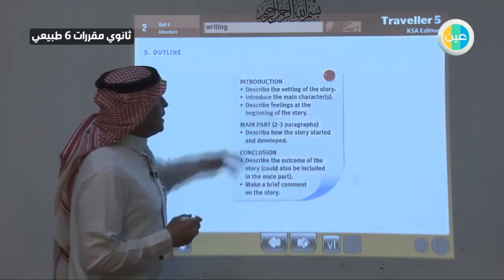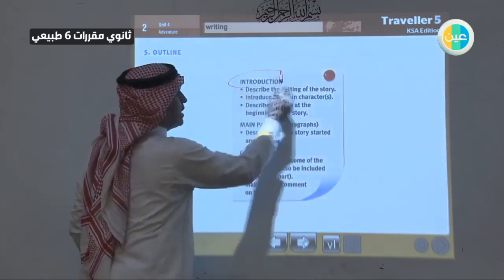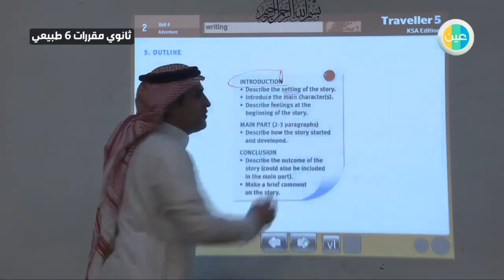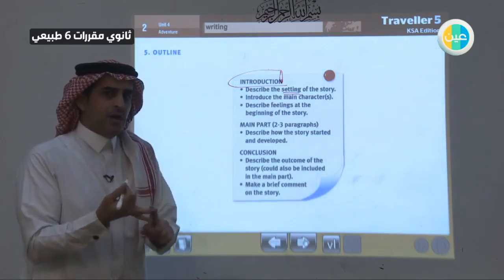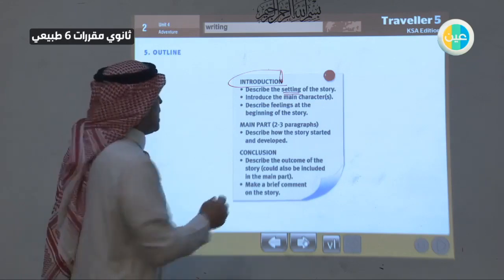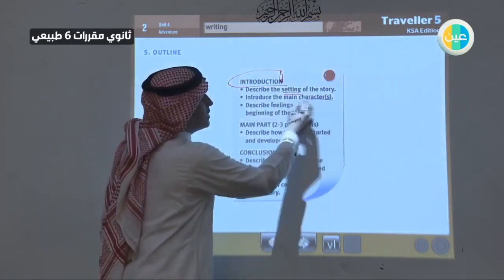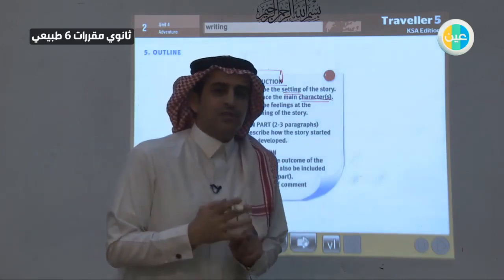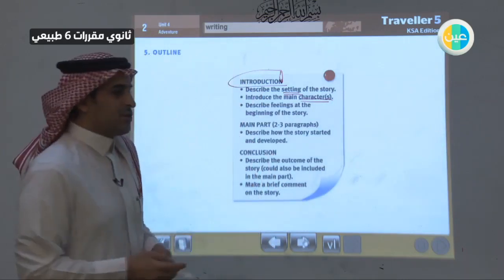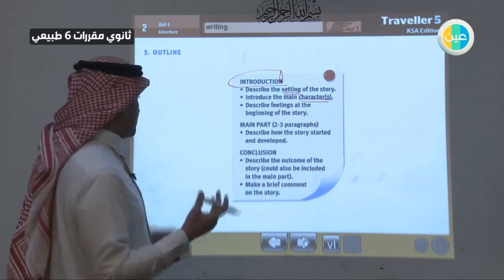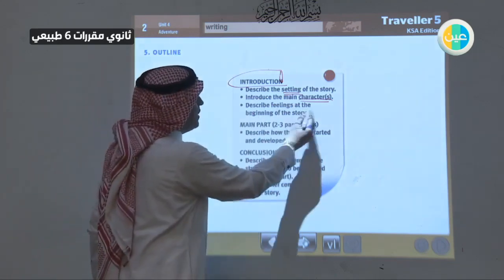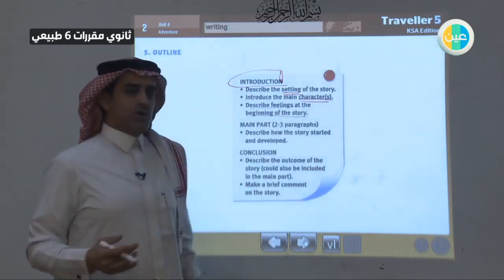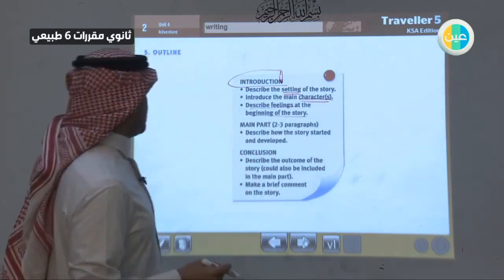Here in the introduction, we will describe the setting of the story: where, when, what happened. And introduce the main character, who are or who were with you in the story. Who is the character in the story? Your friends, your brothers, etc. Describe feelings at the beginning of the story. What was or what were their feelings at that time.